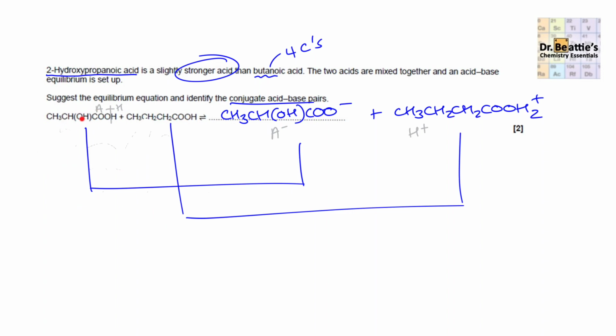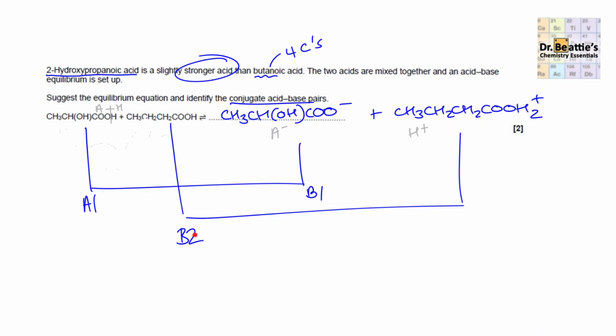Remembering that this, as it turns into the other side of the equation, has lost a hydrogen. So it must be this species that in this pair is the conjugate acid. Therefore this must be the base, and we can see that because this picks up a hydrogen when we go from right to left, acting as a base by accepting a hydrogen. And then this one here, by virtue of it being next to an acid, it must be a base.